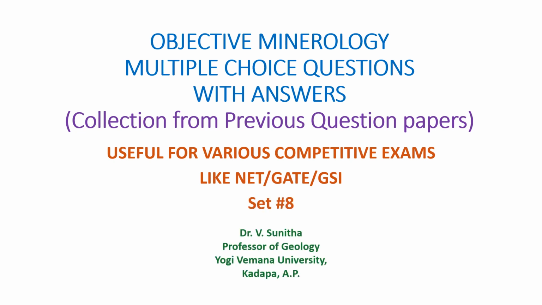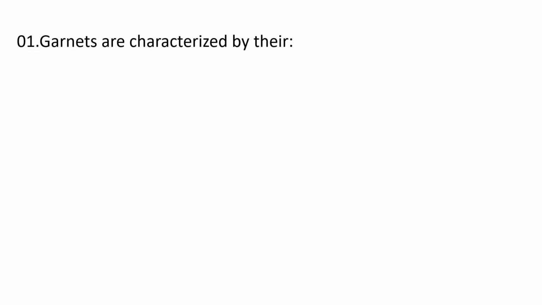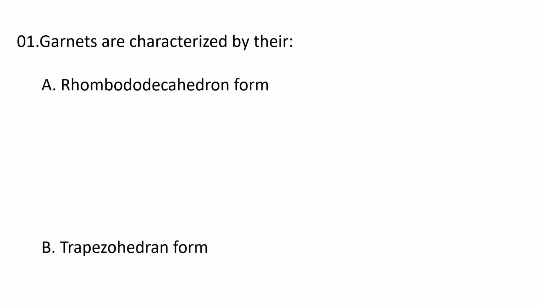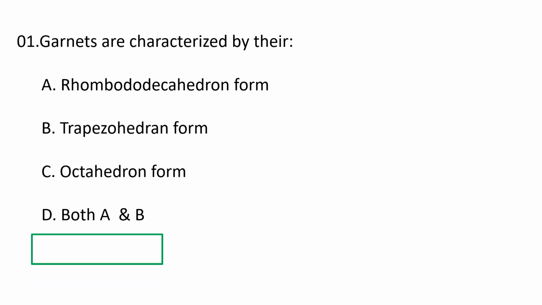Welcome to set 8. Coming to the first question, garnets are characterized by their A. Rhombododecahedron form, B. Trapezohedron form, C. Octahedron form and D. both A and B. So garnets are characterized by both A and B, that is the rhombododecahedron form and trapezohedron. That's why D is the correct option.